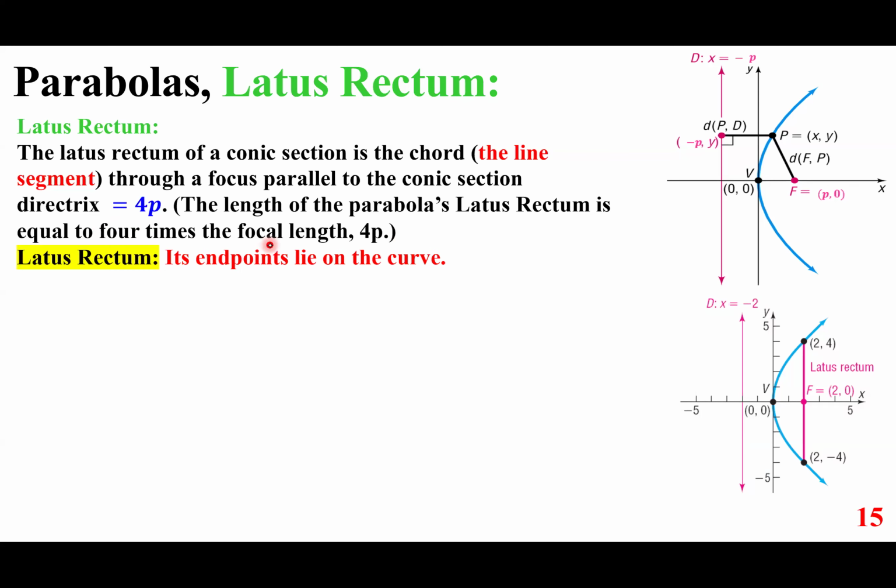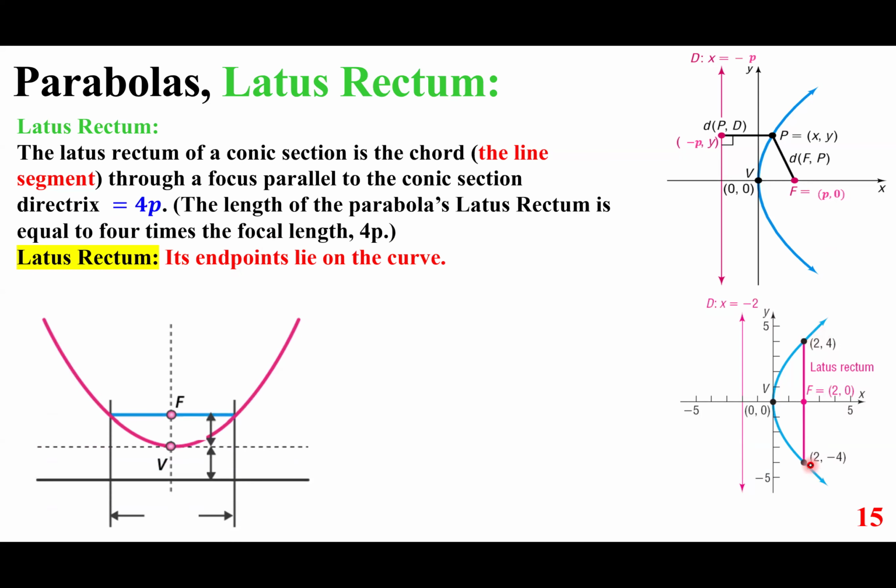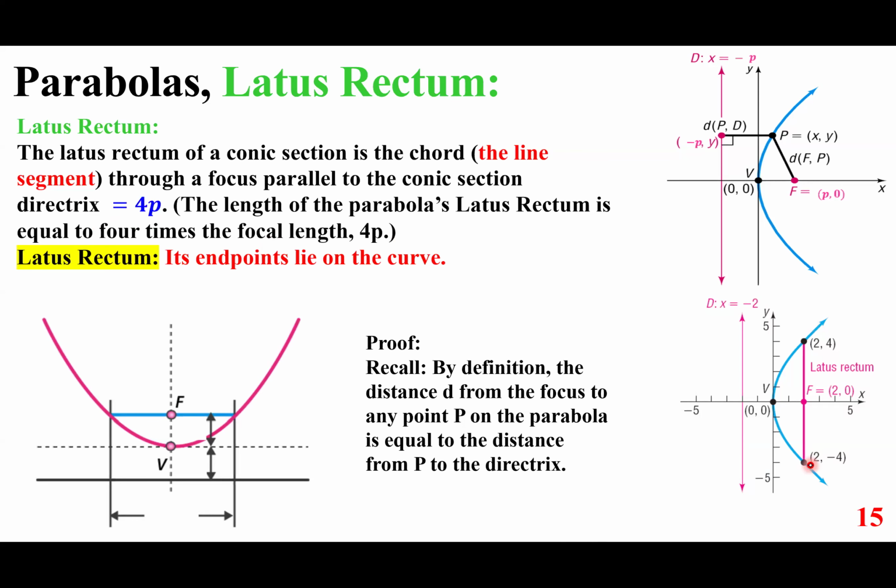So obviously you continue on both sides. The endpoints lie on the curve. So those are the endpoints, and we can always find them. And so notice the proof in essence.